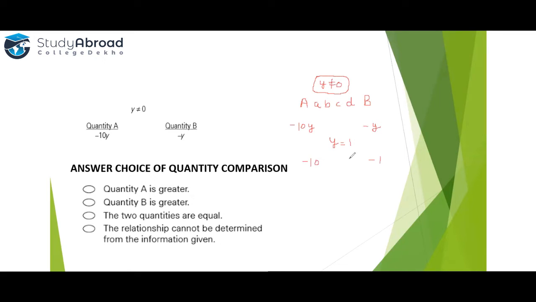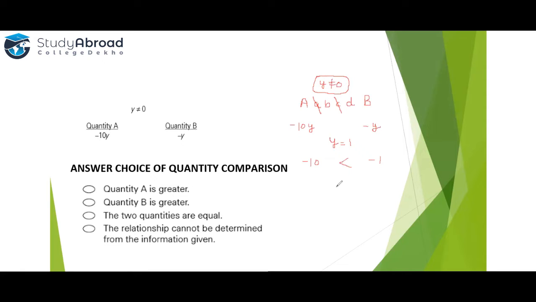Which one is greater? Quantity B is greater. So if quantity B is greater, which answer choices can I eliminate? I can eliminate answer choice A and answer choice C. Now, any other number that you want to try? Do you want to try a positive number? The main thing is we have to try a different variety of numbers.